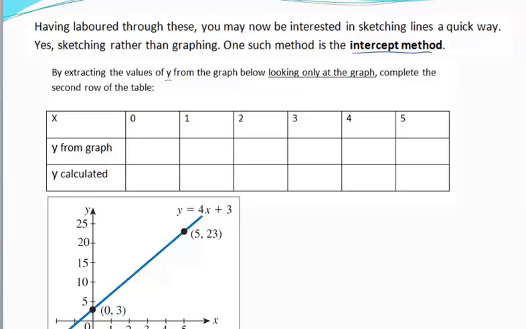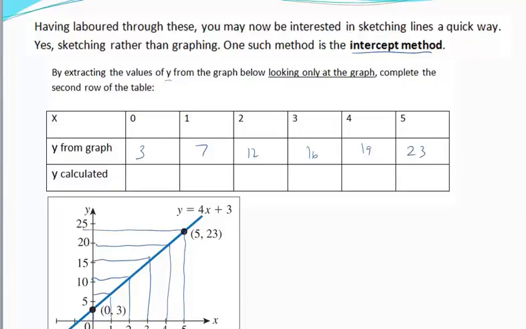So x is 0, y is 3. X is 1, y is about 7. X is 2, we've got what, 12. X is 3, 16, 4, 19, 5, 23. So if we use here y is equal to 4x plus 3.